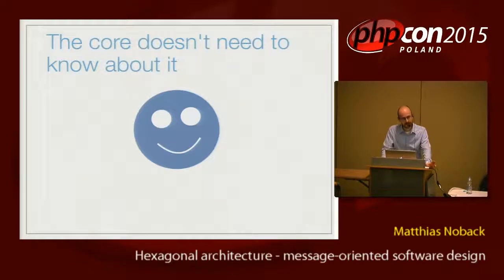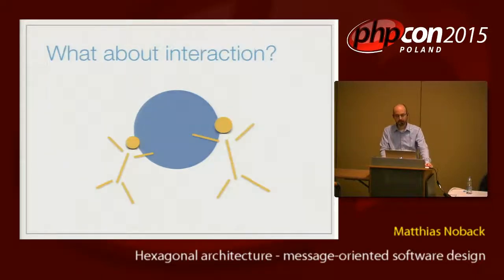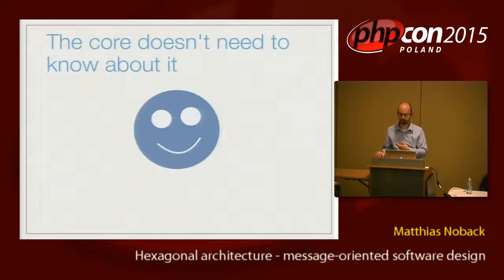All of these things, the core doesn't need to know about it, right? It can still be a very happy core. It's not aware of any of those dirty details about what's going on outside. But what about interaction? At some point, a real-life user or another existing system might want to communicate with your application. Yes, we should provide for that to happen. But in fact, the core itself doesn't need to know anything about this at all. It can still be its own happy self.